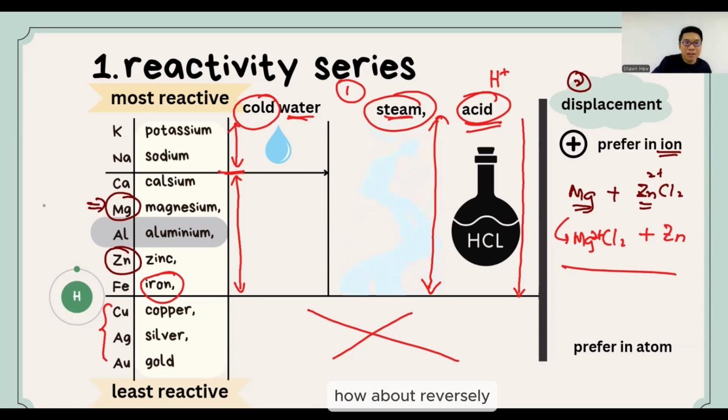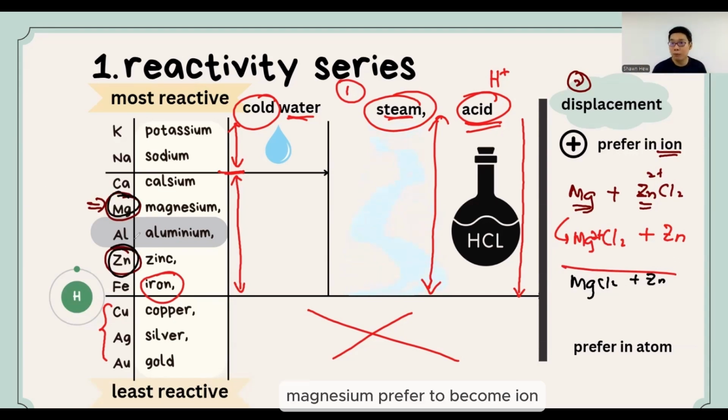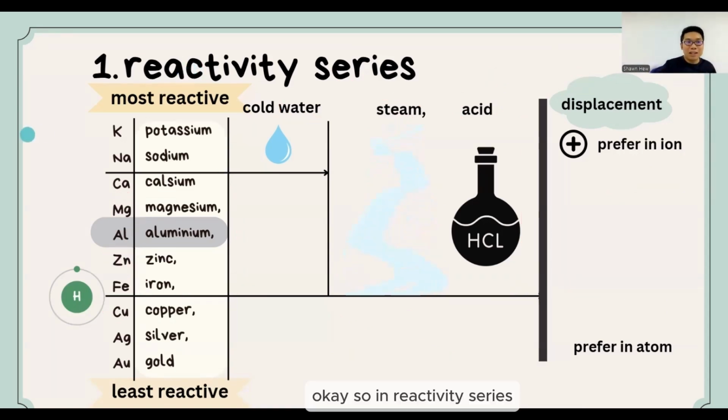How about reversely, we use magnesium chloride and zinc, we put them together. So they will ask each other, magnesium prefers to become ion. So magnesium is already an ion and he is happy in this state. Zinc is less reactive, he prefers to be an atom itself. So no displacement happens.